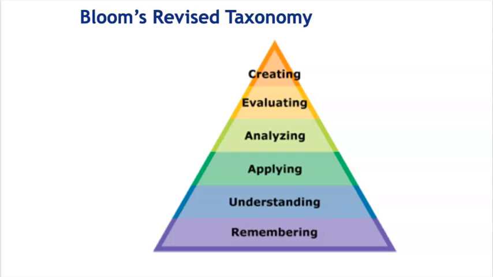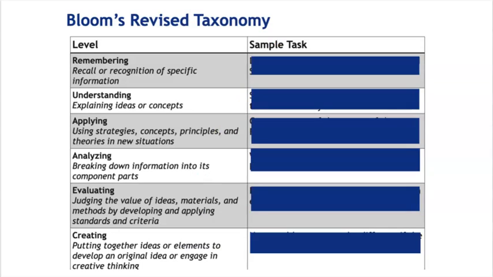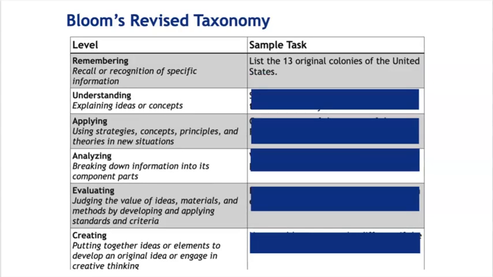So let's take a look at what that might look like to have an assignment that touched on all of these different areas. So let's start with the first level, remembering, recalling, or recognition of specific information. What might it look like in my classroom to create an activity that would allow my students to manipulate the content? Well, an example of remembering in, again, 8th grade social studies would be list the original 13 colonies of the United States.